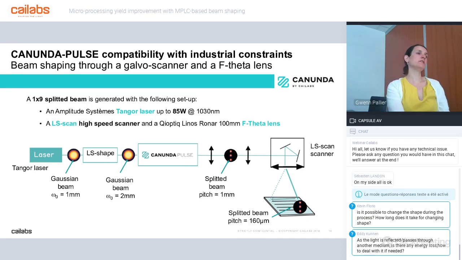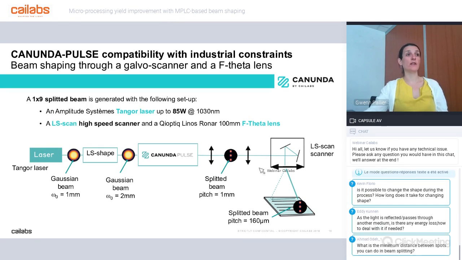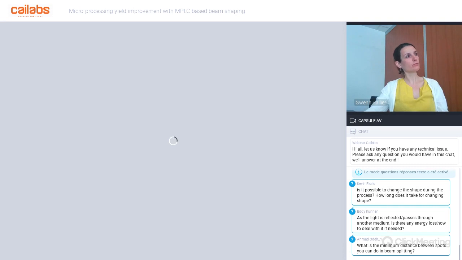A few words about the setup. This is very important too, because these setups are classical, and that's what we want to say. They are standard industrial setups. This is the setup that we were using with LASEA, and you can see that it was whatever is standard on their industrial machines. We were using an LS shape, which is one of their standard modules, and an LS scan, which is one of their standard scanners as well. You just have to add these two lenses, and then you have your very nice beam in the processing plane. All that was done with a very nice Tangor laser from Amplitude.